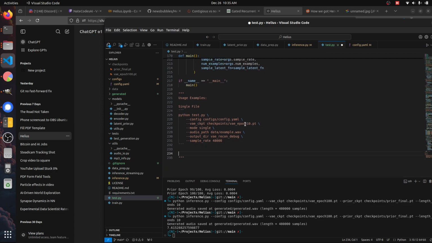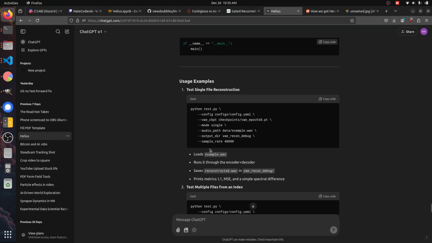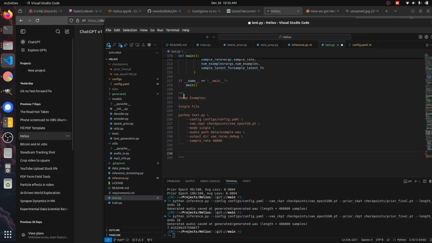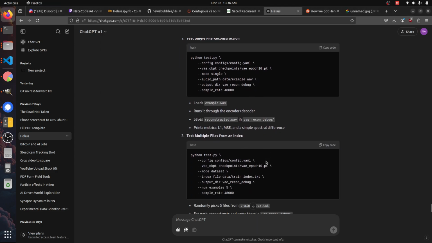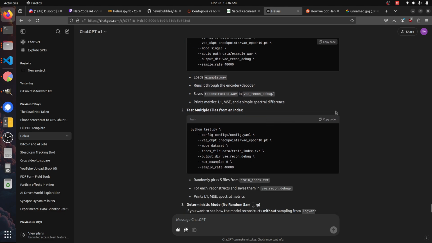Backticks, remember, backticks. Everything should be able to be turned into a markdown file, which means it would have formatting to be turned into a document. So let's go like this, single file. This is going to be a header 2. Okay. All right, loads the example wave, blah, blah. Okay, test multiple files from an index.